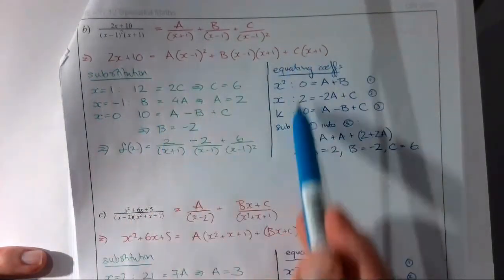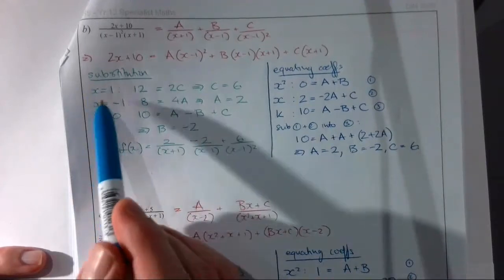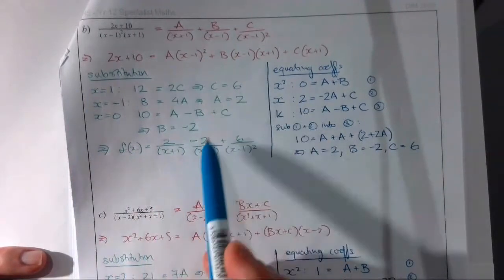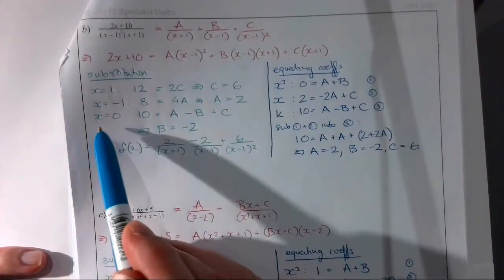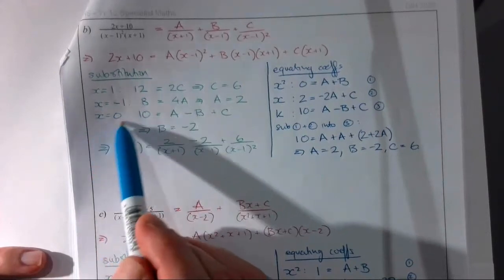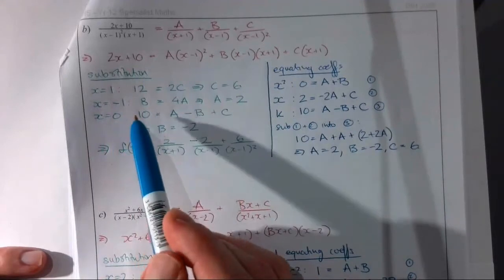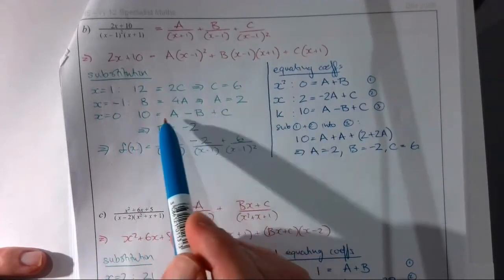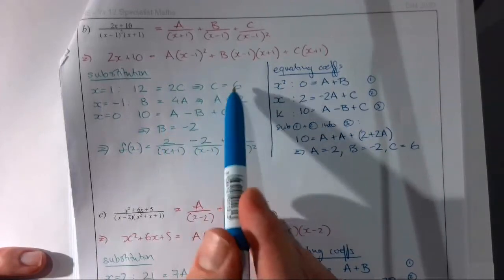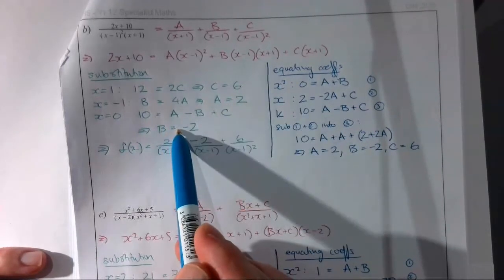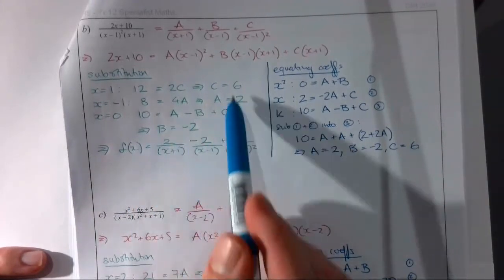And then depending on which method you used, either using substitution, I'm going to sub x equals 1 and x equals minus 1 to give me c and a. And then for the third value, this is a little trick. Probably the easiest thing to do is just sub x equals 0. You can always do that, and that's going to give you a really quick equation involving a, b, and c. And then you can substitute in your values of a and c, and it gives you b. So overall, putting those in, a equals 2, b equals minus 2, c equals 6.